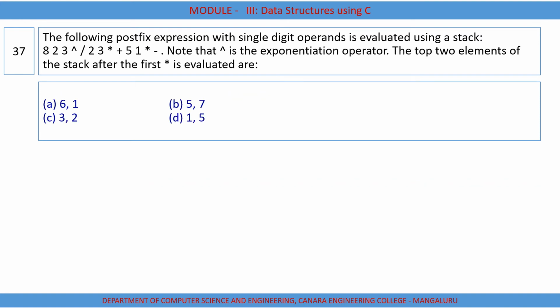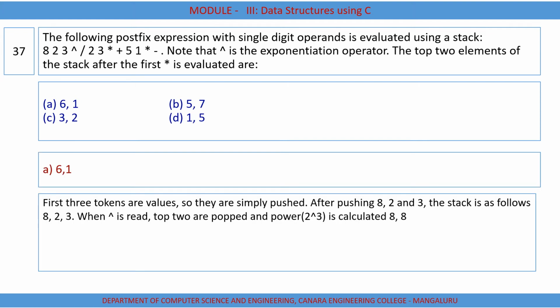The following postfix expression with single-digit operands is evaluated using a stack. So this is the postfix expression. Note that cap is an exponential operator. The top two elements of the stack after the first multiplication is evaluated are: 6 and 1, 5 and 7, 3 and 2, 1 and 5. Out of these, which is the correct answer?